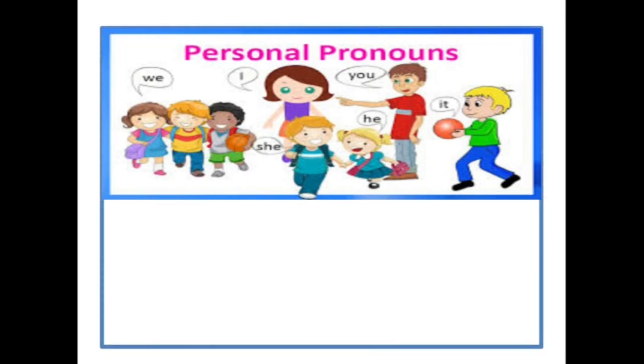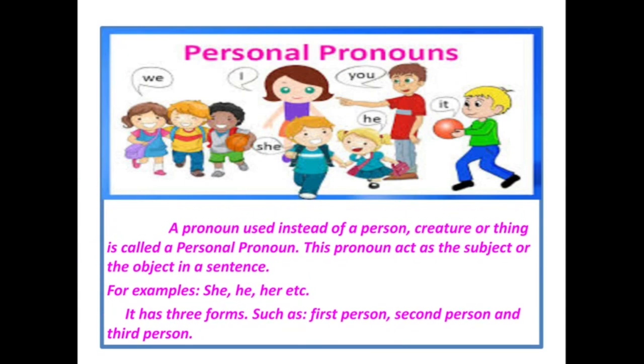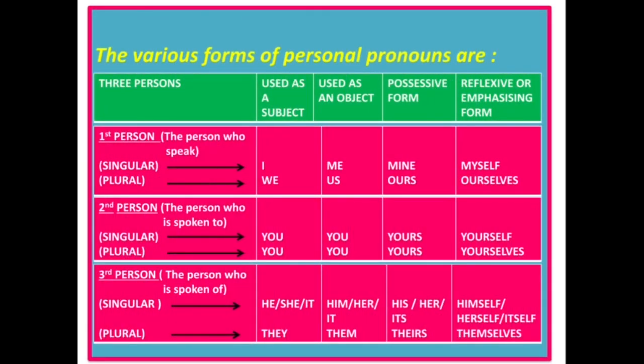Personal pronouns. A pronoun used instead of a person, creature or thing is called a personal pronoun. This pronoun acts as the subject or the object in a sentence. For examples, she, he, her, etc. It has 3 forms such as first person, second person and the third person. Here are the various forms of personal pronouns.